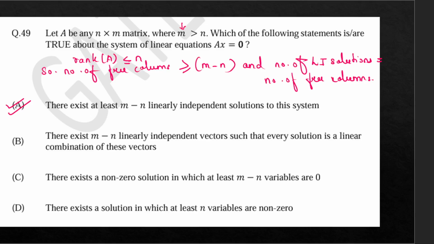Okay, now let's see the second option. There exist m minus n linearly independent vectors such that every solution is a linear combination of these vectors. So from option A, there can be at least m minus n free columns, so that there are at least m minus n linearly independent vectors. So I am writing the solution B in the next page so that you can refer to it all the time. I am writing the first one.